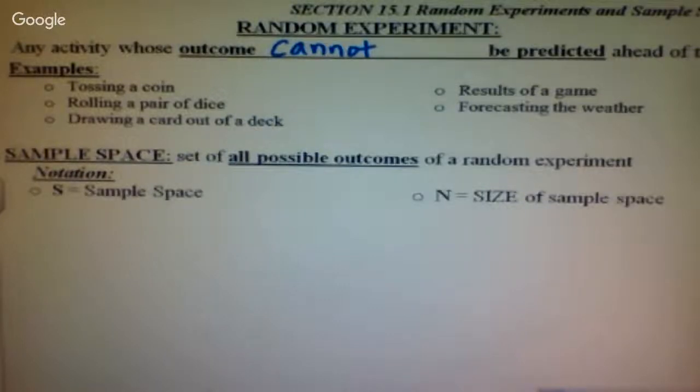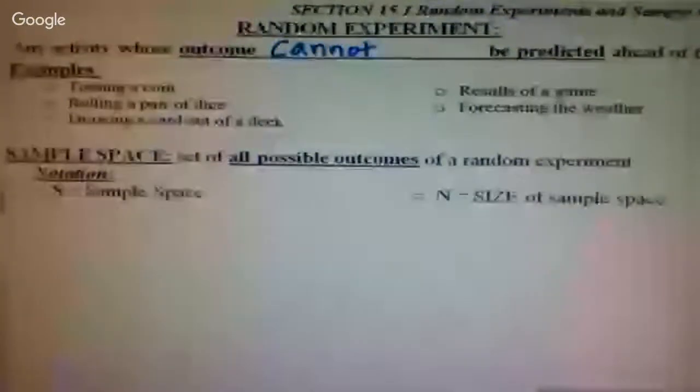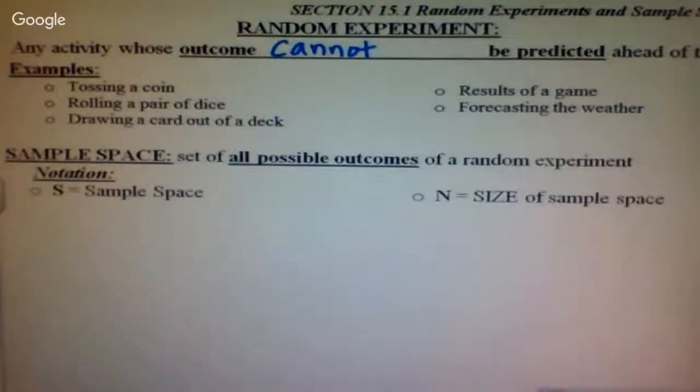Okay, so any type of random experiment could be tossing a coin, rolling a pair of dice, drawing a card out of a deck, the results of a game, forecasting the weather. The greatest job in the world. You can be 100% wrong and still keep a job.